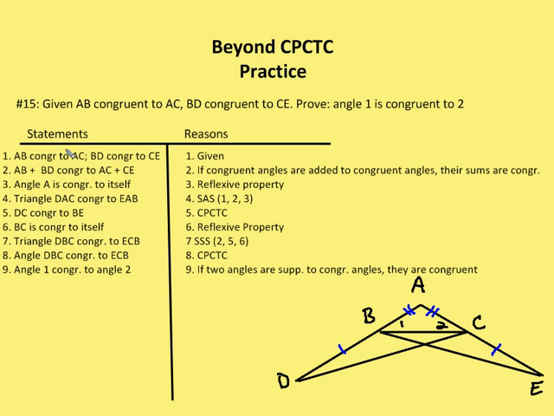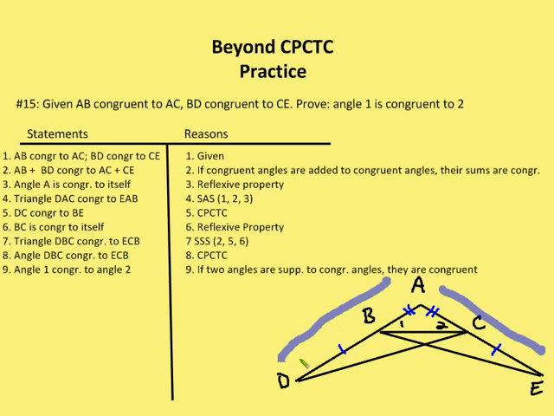Right, so I take the given AB is congruent to AC, BD congruent to CE, and I say AB plus BD, which is this entire length, is going to be congruent to AC plus CE, because if I add congruent segments to congruent segments, their sums will be congruent. Okay, so now I have AD congruent to AE, and in fact, let's just leave those marks there. AD congruent to AE. And then I know that angle A is congruent to itself. So angle A is congruent to itself by the reflexive property.